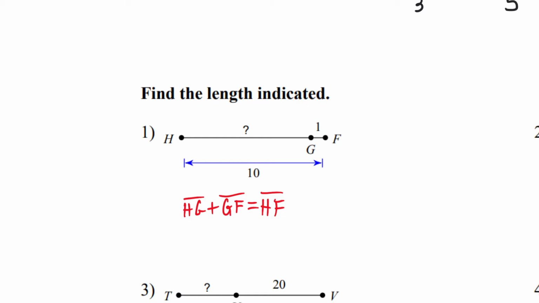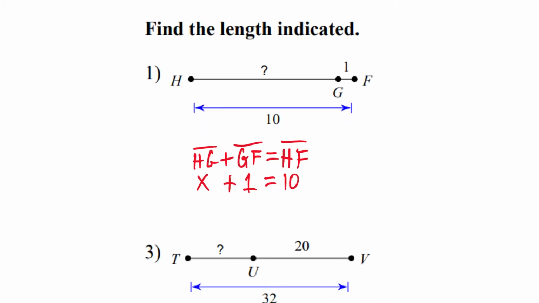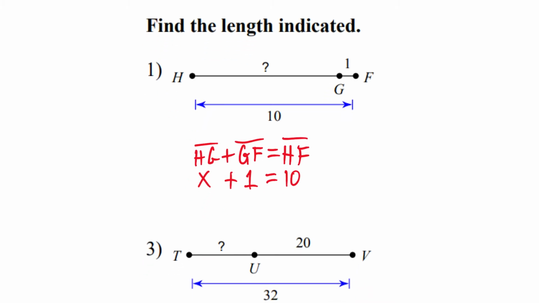That's good. All right. So, how long is HG? Without doing any math at all, just how long is HG? We don't know. I know this is super basic, but without doing any math, we don't know how long HG is. So I'm just going to say it's X. How long is GF? It's 1. And how long is HF? It's 10. Again, I know this is so basic, but you need to see this to be able to work out more difficult ones.